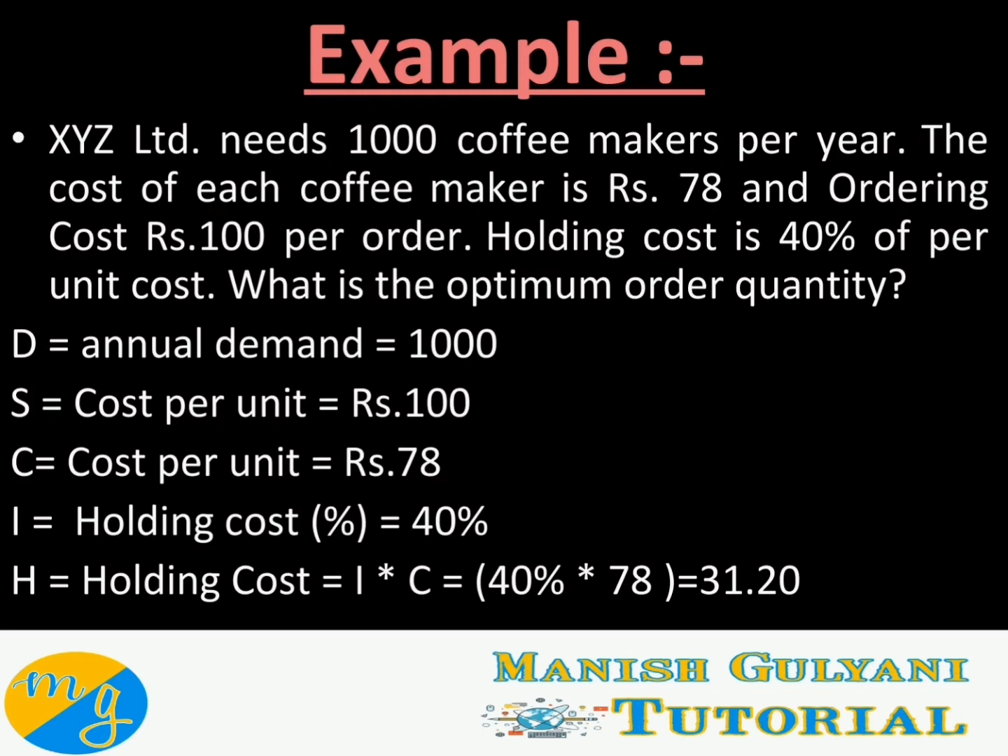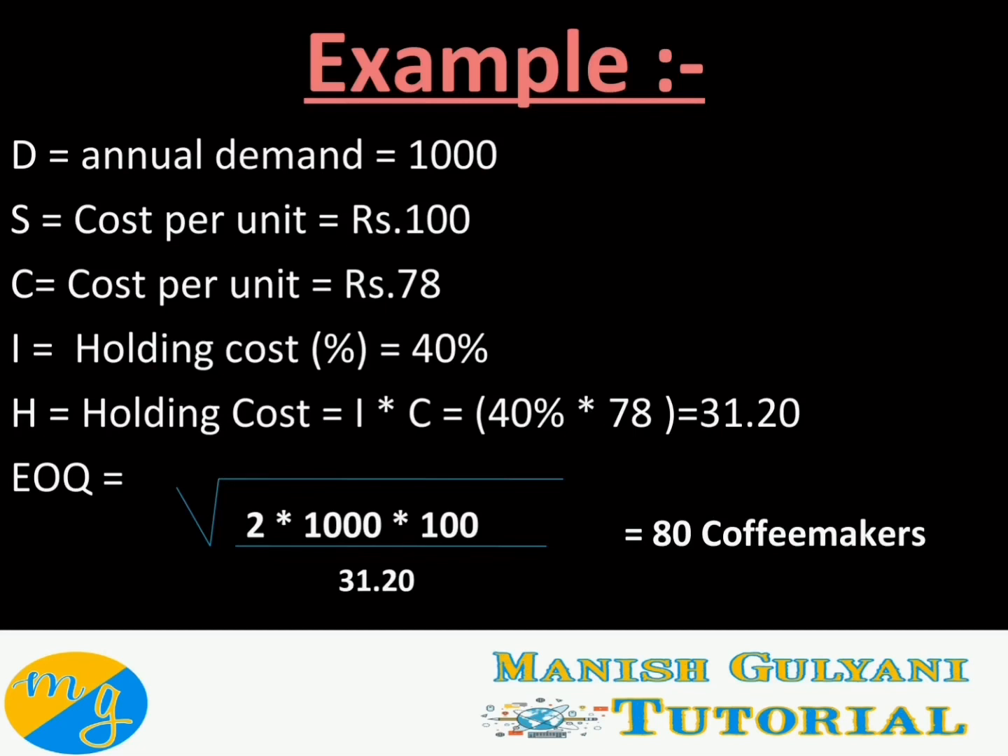Now put all things in your formula and obtain the value of EOQ. Is there any problem so far? So put all the values in your formula and your EOQ is, as you can see, 80 coffee makers.